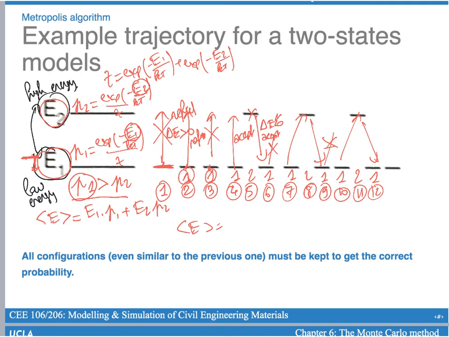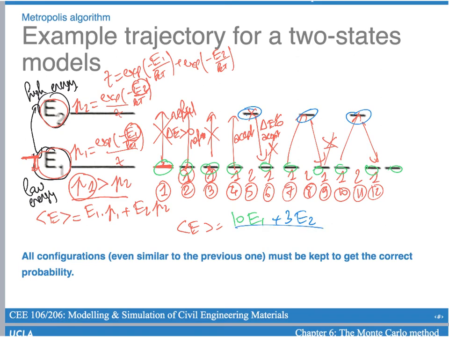So now if we just count what we have: 1, 2, 3, 4, 5, 6, 7, 8, 9, 10. So 10 times we have been in state number 1, so 10 times we have the energy E1. And for three times, 1, 2, 3, you will have the energy of state number 2.